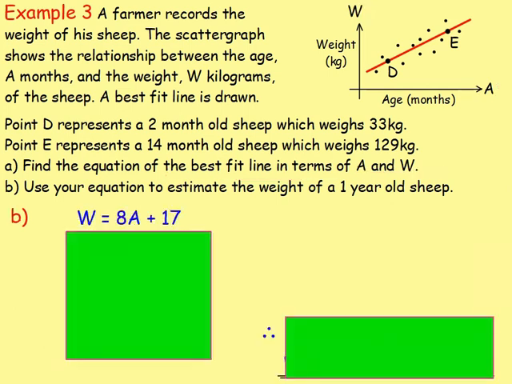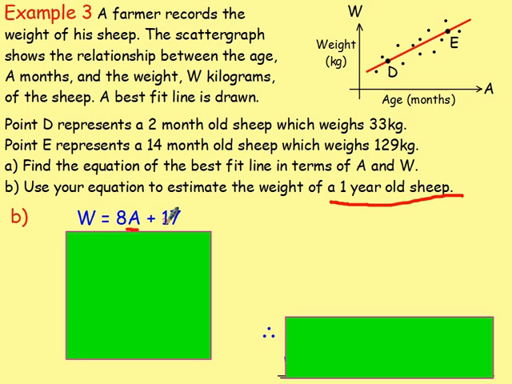Part B, use the equation to estimate the weight of a 1-year-old sheep. We just came up with this equation, w equals 8a plus 17. Now we need to estimate the weight of that sheep. We can substitute. Yes, we've got the 1-year-old sheep. Oh, so do you put in the 1 instead of a, because the age is 1, so it's 8 times 1 add 17?